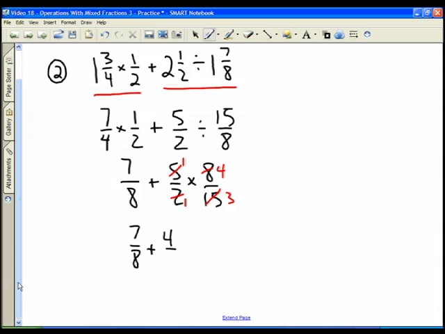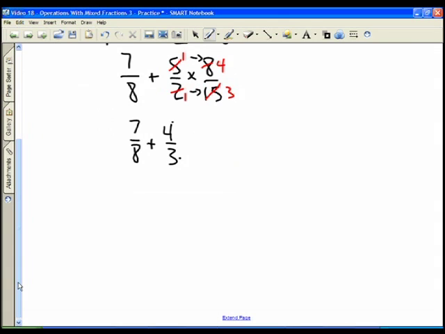4 thirds. When we multiply straight across the top here and straight across the bottom, we get 1 times 4 is 4, and 1 times 3 is 3. Now this is a situation where, because 8 is not divisible by 3, we need to find a common denominator.